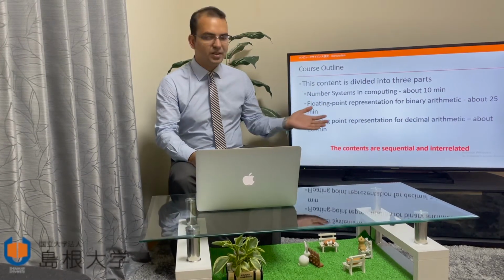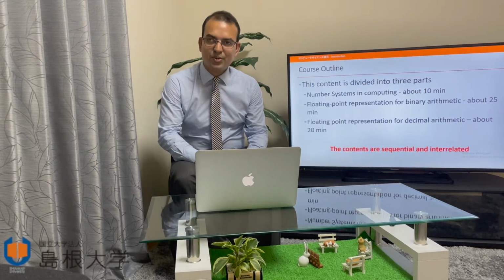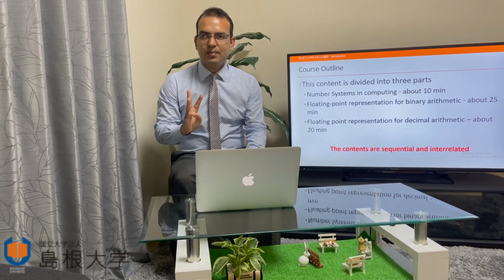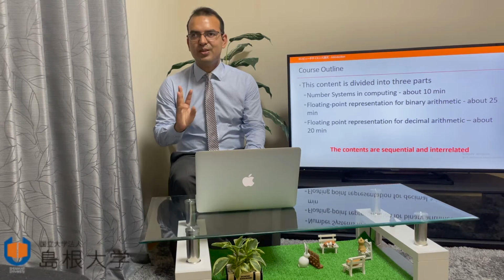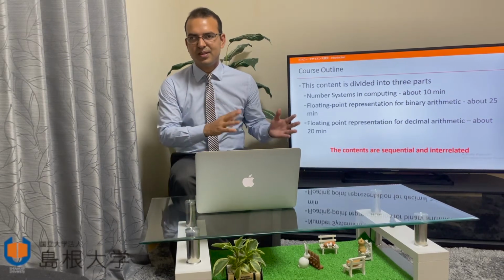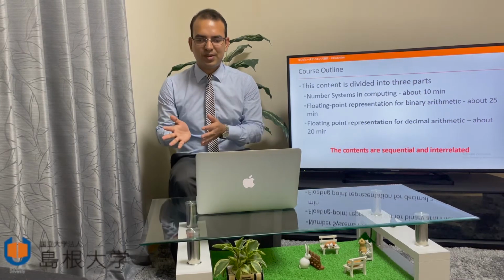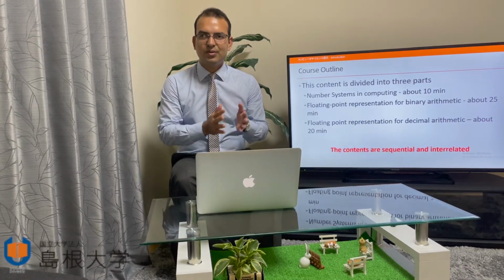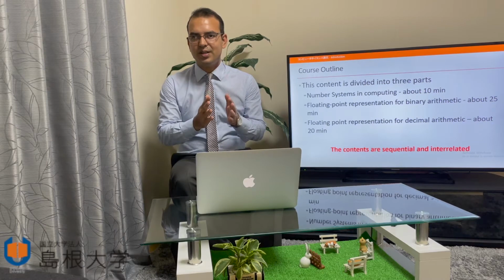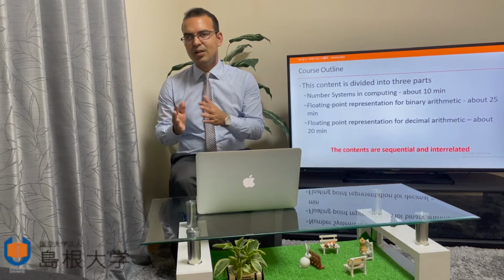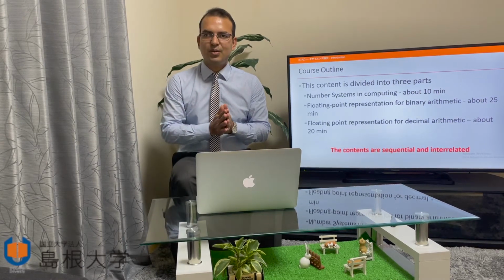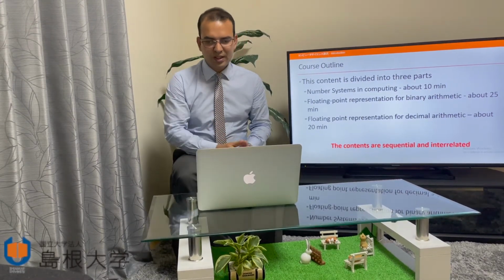So here you are. This is the content of this course, and there are three basic parts. The first part contains the basic number systems used in a computer. And then I will go through the floating point number for binary and decimal respectively, and I will show you some examples of arithmetic like addition and multiplication. One more thing is here.